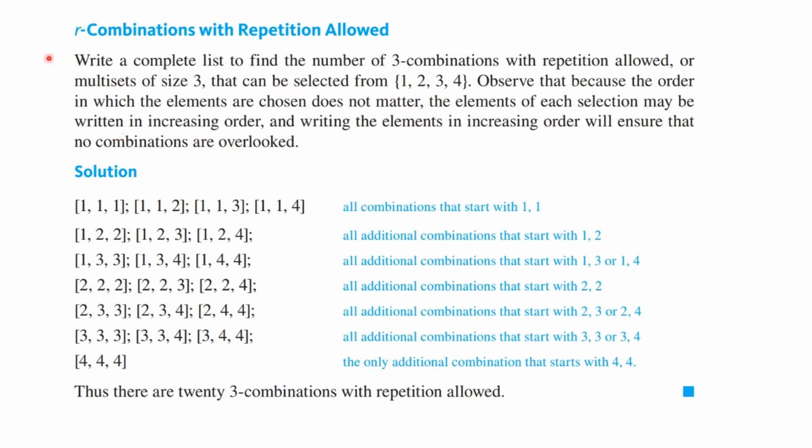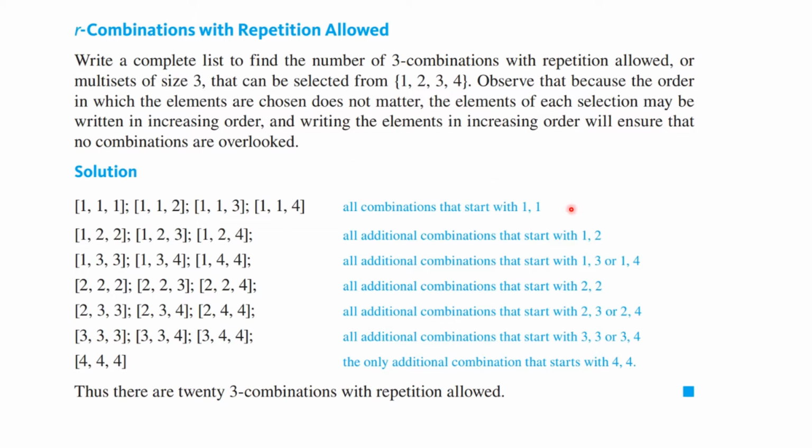Let's do an example. Here we're to write a complete list to find the number of R combinations with repetition allowed, or multisets of size 3, that can be selected from the set containing 1, 2, 3, and 4. Observe that because the order in which the elements are chosen does not matter, the elements in each selection may be written in increasing order, and writing the elements in increasing order will ensure that no combinations are overlooked. We have a strategy for counting those.